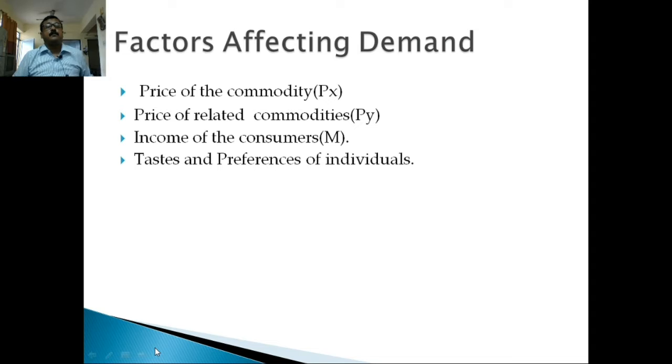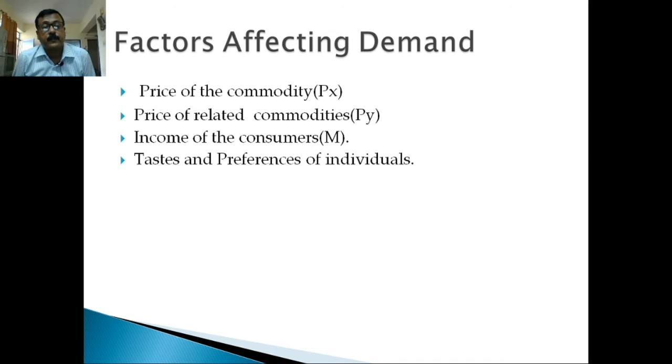Now let us look into the various factors which affect the demand of a particular commodity. The first one is the price of the commodity, shown here with the symbol Px. The price of related commodities is Py. Income of the consumer is one more factor which affects the demand of the commodity. And lastly, we have tastes and preferences.